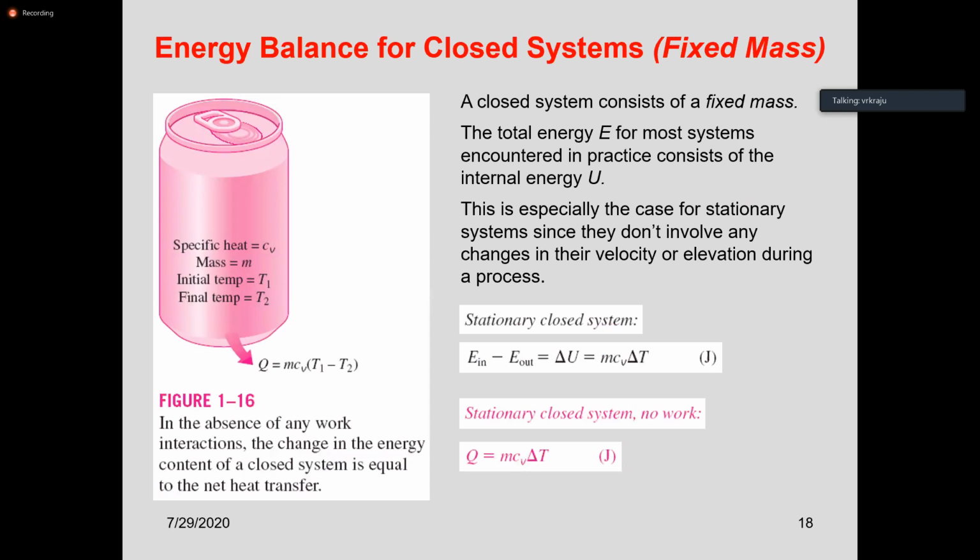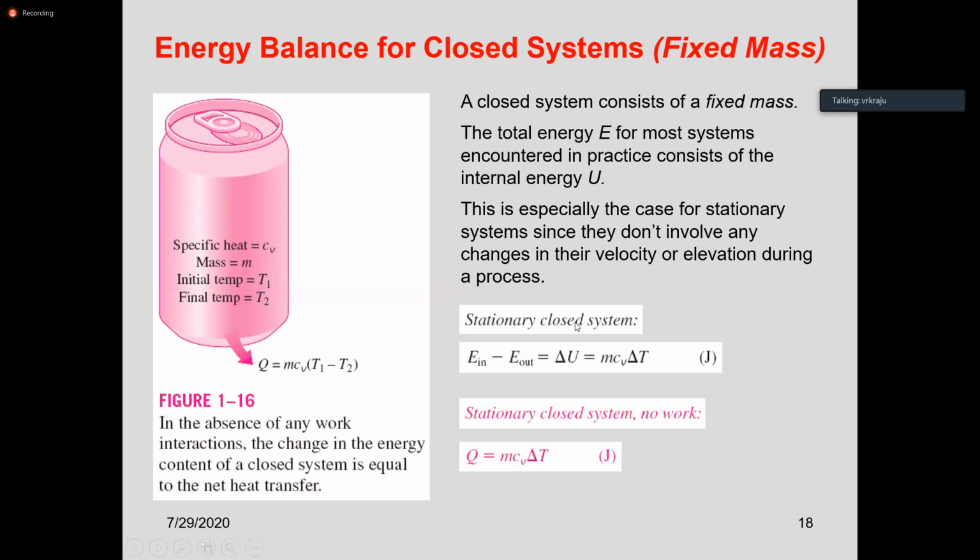Now if you have a closed system, that means fixed mass, there is no mass transfer, only energy transfer is possible. Then the total energy for most of the systems encountered in practice consists of internal energy of the system, which is known as U. This is especially the case for stationary systems, since they don't involve any change in their velocity or elevation during the process. That is the kinetic component, and the potential component is almost constant, or the variation is neglected.